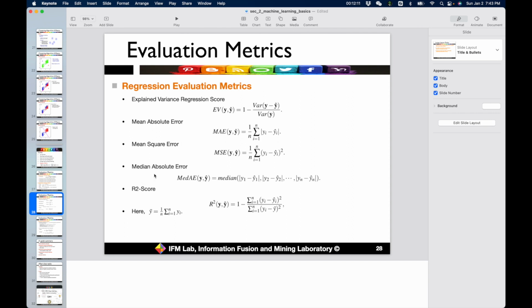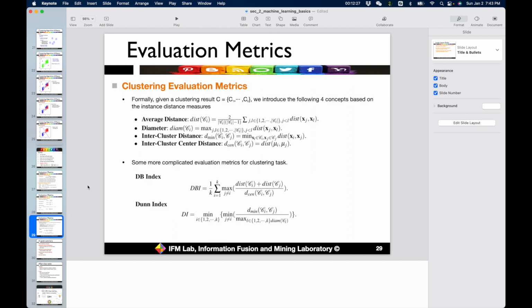And we also define this median absolute error as well, and the R-squared score, for regression model evaluation purposes. Okay, so this is for the supervised cases.